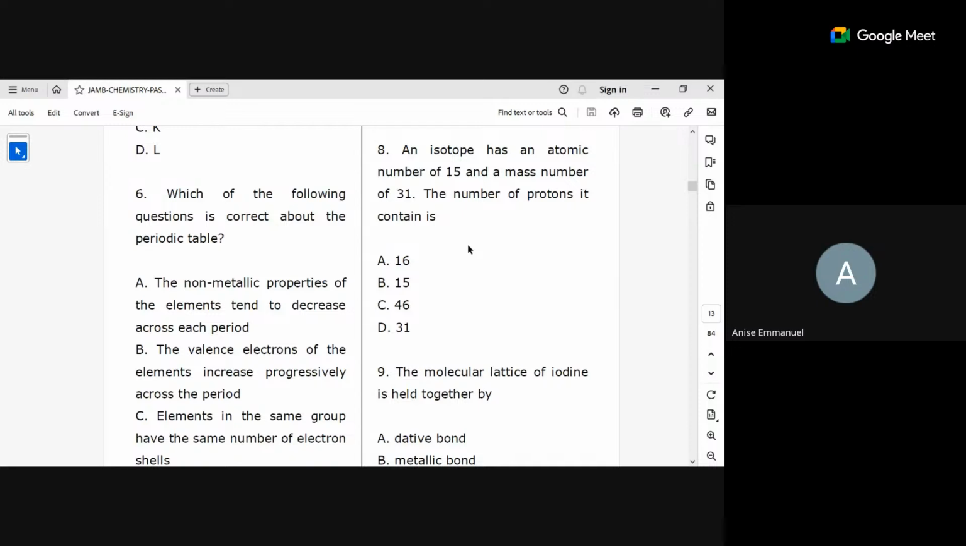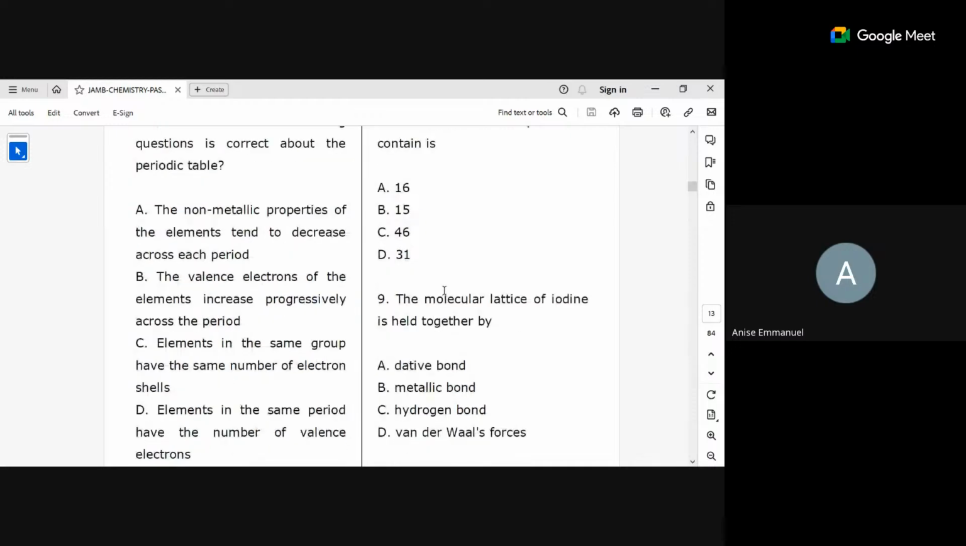Now, looking at the answers here, we have A 16, B 15, C 46, and D 31. So from what I've just explained, mass number is equal to atomic number plus number of neutrons. Here now, atomic number is the number of protons and is also the number of electrons. So when we know our atomic number is 15, then our number of protons will be 15.